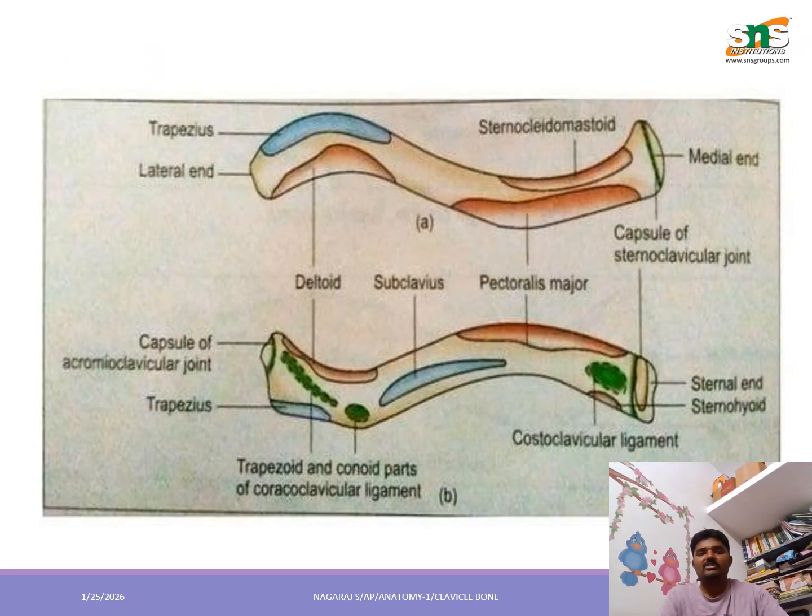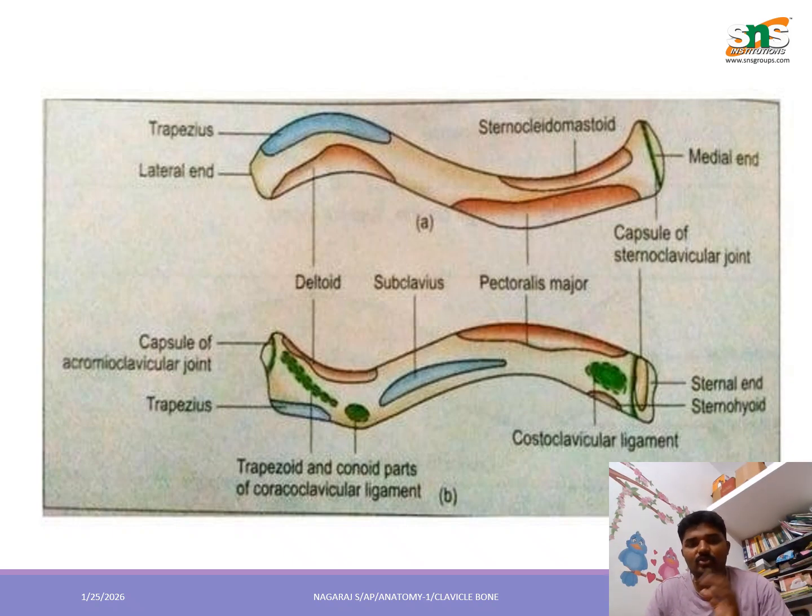In this diagrammatic representation, in diagram A, the blue line marks the trapezius muscle attachment. On the opposite side, parallel to it, is the sternocleidomastoid muscle attachment. Laterally on the lower side is the deltoid muscle, and parallel to that side is mainly the pectoralis major. Then diagram B.